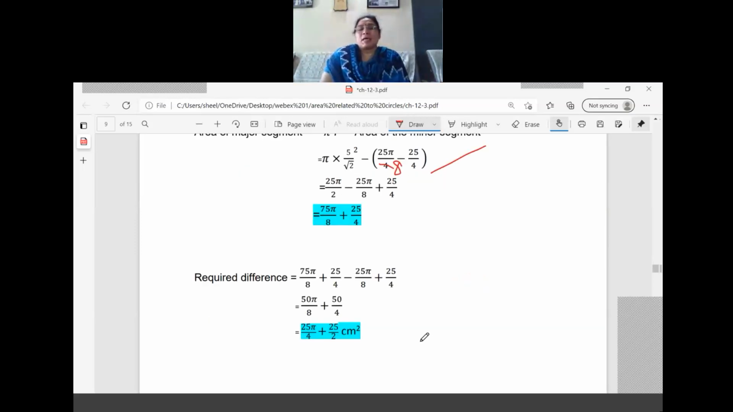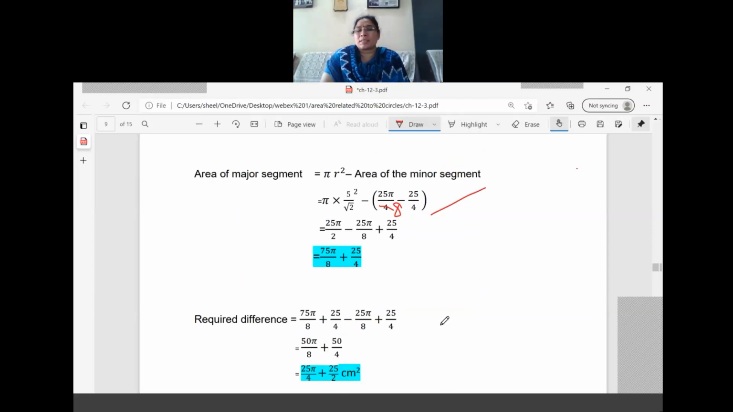Now what is the next required difference? Just take the major segment and then subtract the area of the minor segment. I directly applied the minus sign there. After the simplification, you will get 25 pi by 4 plus 25 by 8 centimeter square.